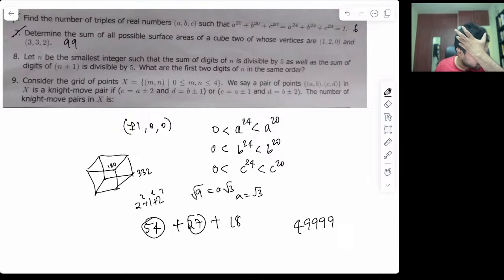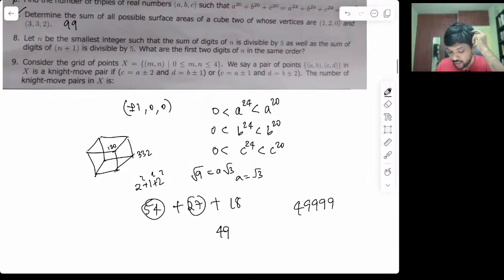There might be a smaller one somewhere. Can it happen somewhere smaller? Like even 99, 79, 69, how do we solve it systematically? 49. But 49 doesn't work, no? Digits of n don't add up to 5. I mean, the first two digits, you mean? Yeah, the first two digits could be 49. But we have to prove it. That's the intuitive guess.